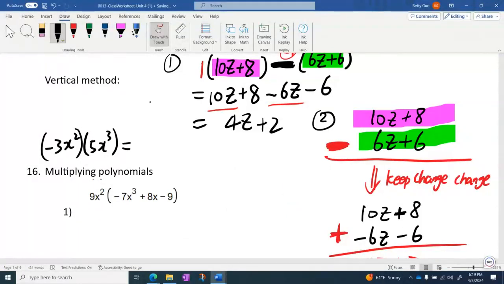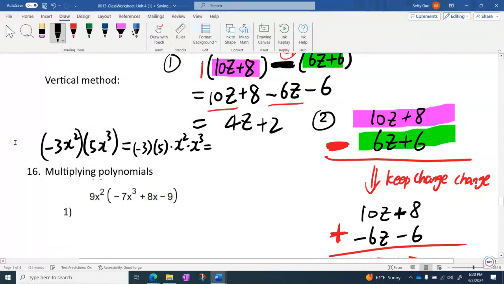Let's look at here. How do we multiply two monomials? It's pretty straightforward. When we multiply two monomials, we multiply their corresponding parts. Monomials are also terms, so they have two parts: the numerical part, that's the coefficient, and the variable part. So we are going to multiply the coefficients, and then multiply the variable part. 3 times 5, x squared times x cubed. 3 times 5 is 15.